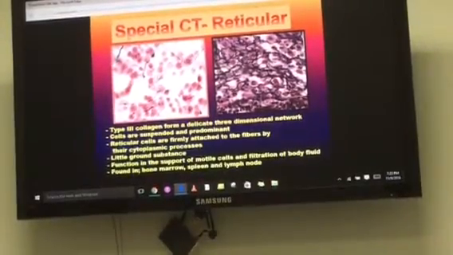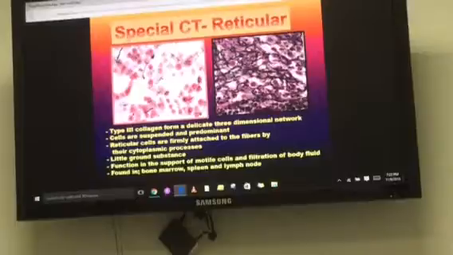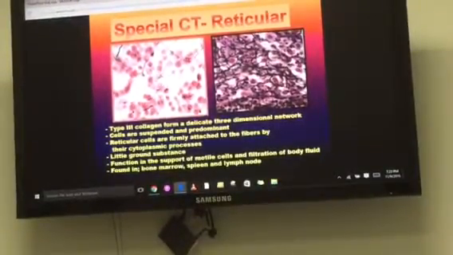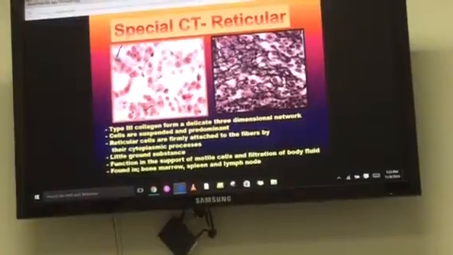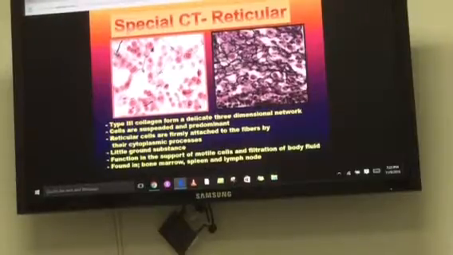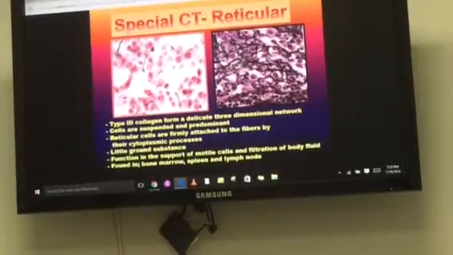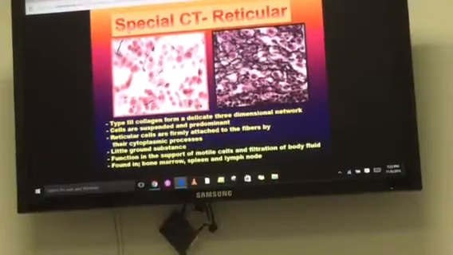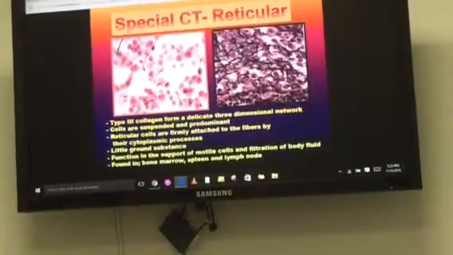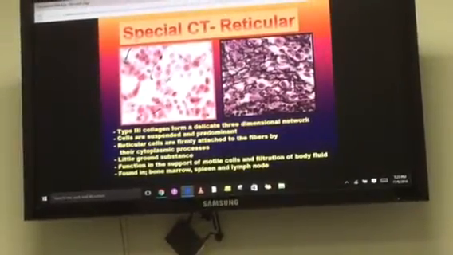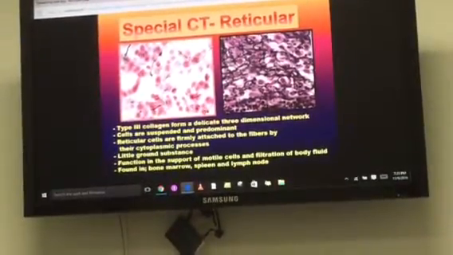And then we have special CT, reticular, which is type 3 collagen, forming a delicate three-dimensional network. Cells are suspended and prominent. Reticular cells are firmly attached to the fibers by cytoplasmic processes. It has little ground substance, functions in support of motile cells and filtration of body fluid, found in bone marrow, spleen, and lymph node.